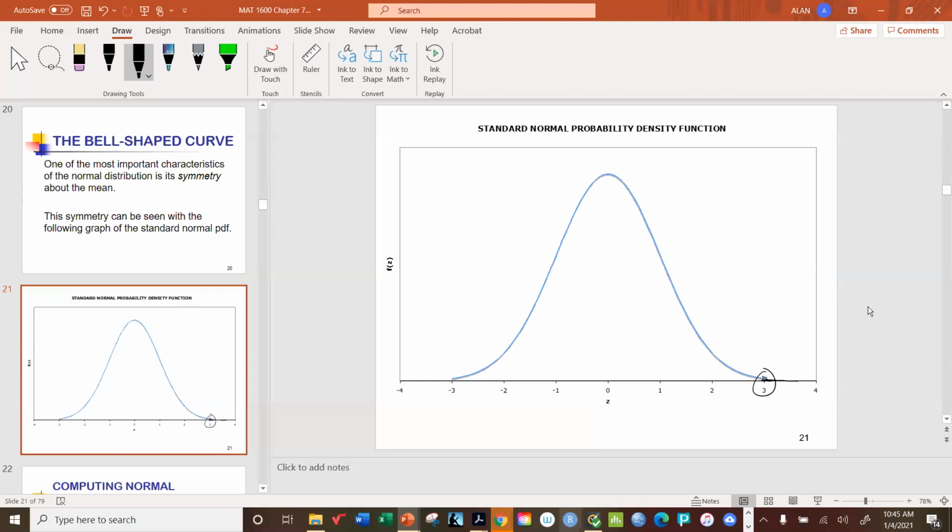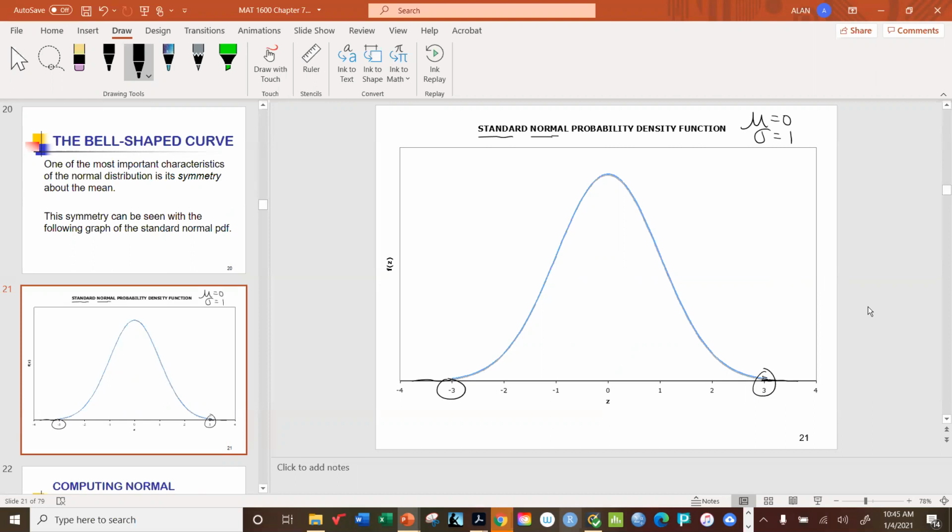Once you get up past 3 or down below -3, essentially almost all the area under this curve is between these 2 points. Now, what exactly do they mean? Now, you notice it says standard normal, which means that the mean is 0 and the standard deviation is 1.